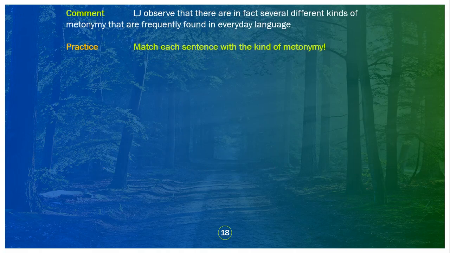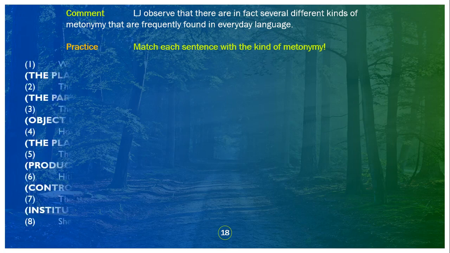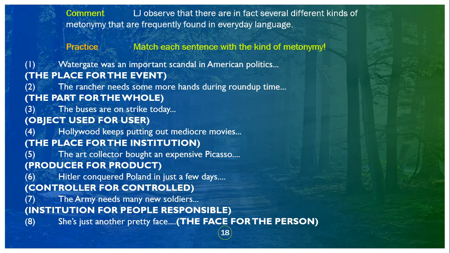Okay, comment. Lakoff and Johnson observed that there are in fact several different kinds of metonymy that are frequently found in everyday language. Okay, let's practice. Match each sentence with a kind of metonymy. Number one, Watergate was an important scandal in American politics. The metonymy from this sentence is the place for the event. Number two, the rancher needs some more hands during run-up time. The type of metonymy is the part for the whole.